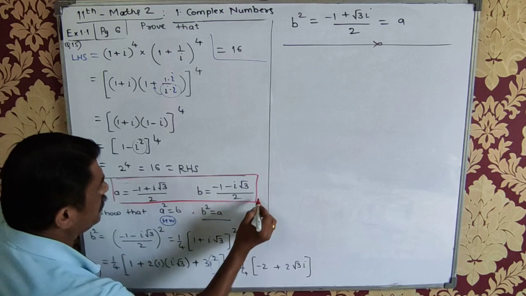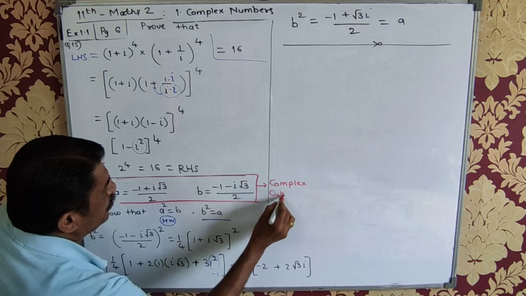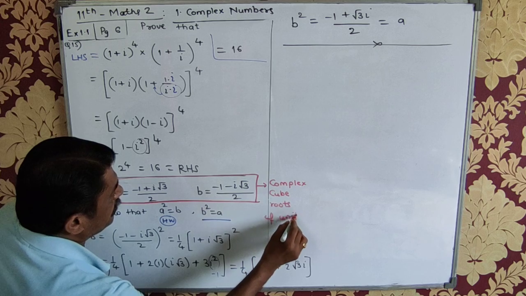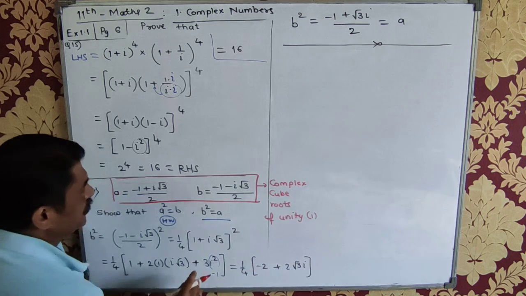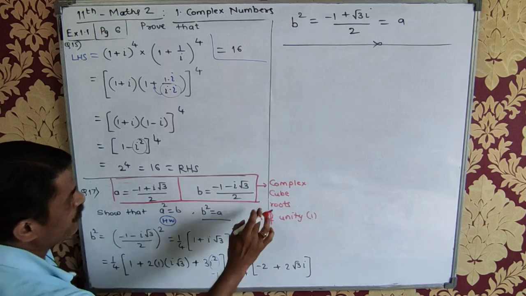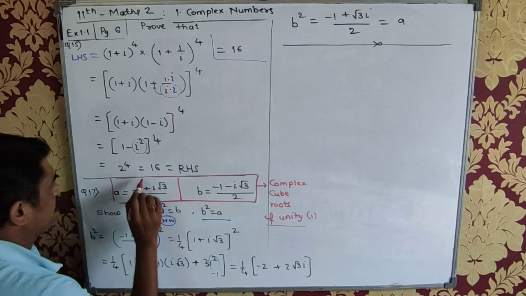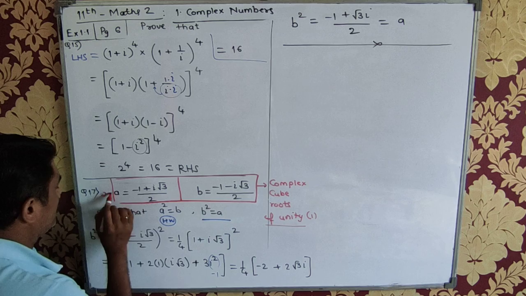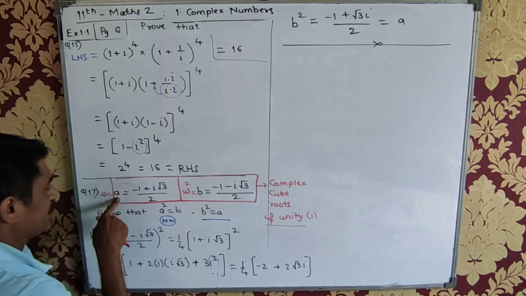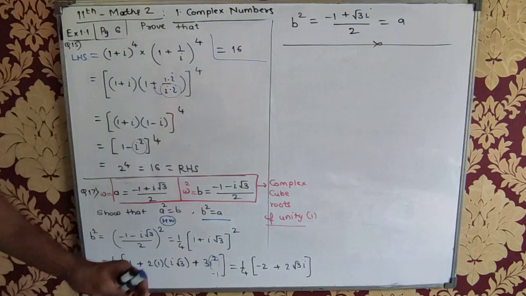These two numbers are called complex cube roots of unity. Unity matlab 1. So we are going to see this again in the latter part of the chapter, where cube roots of unity, complex cube roots, ye hum dekhne wale hain. Theek hai? To isme se ek ko hum agar omega bolte hain to doosra hoga omega square. Because kisi ko isko omega bolo to ye omega square hoga. Is this okay? So this we are going to see in the latter part of this chapter.